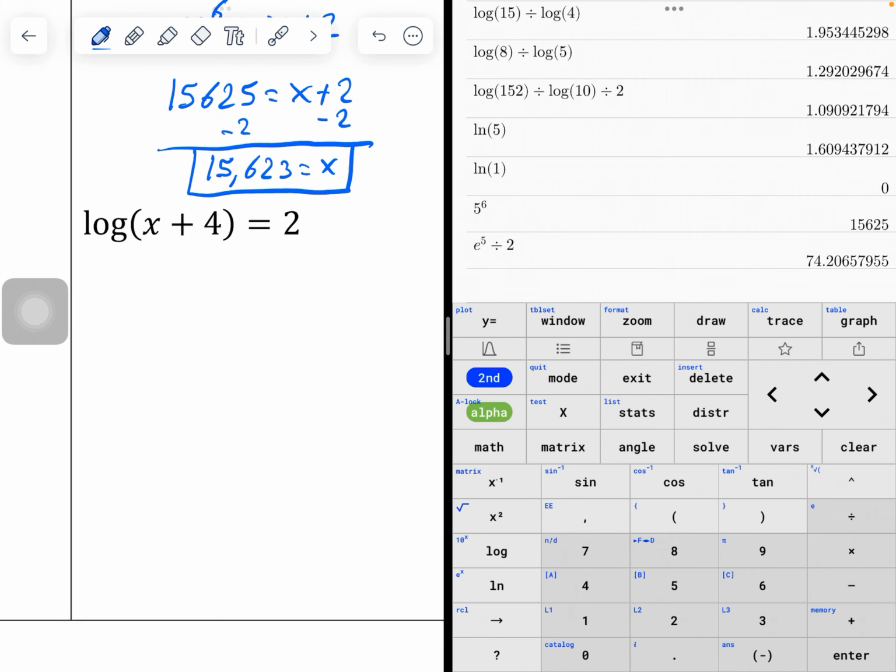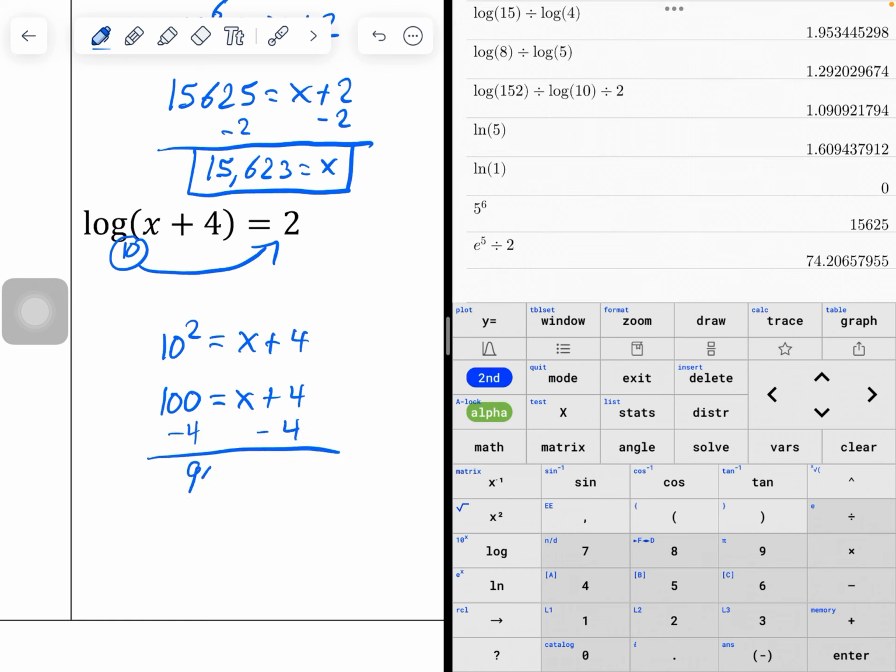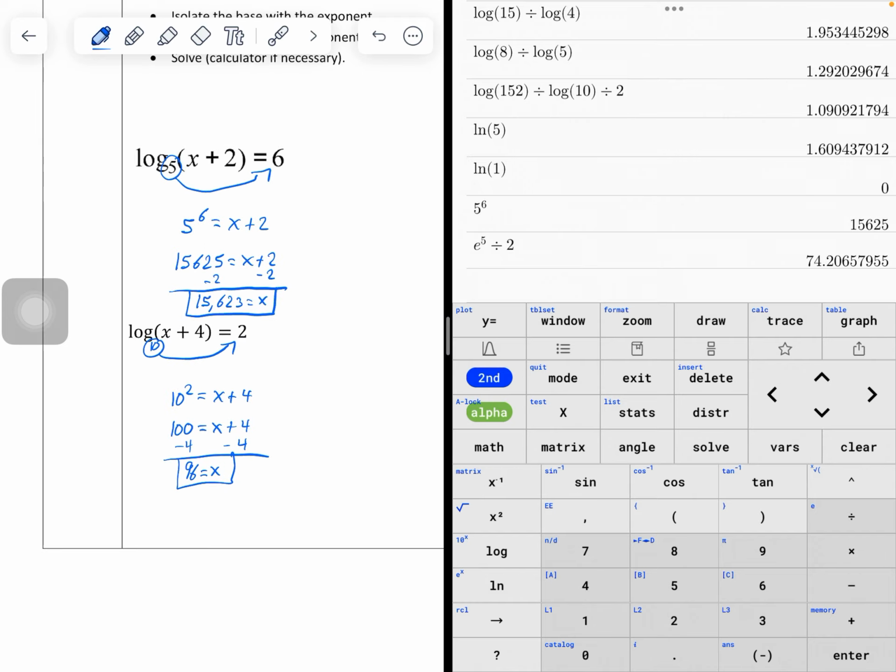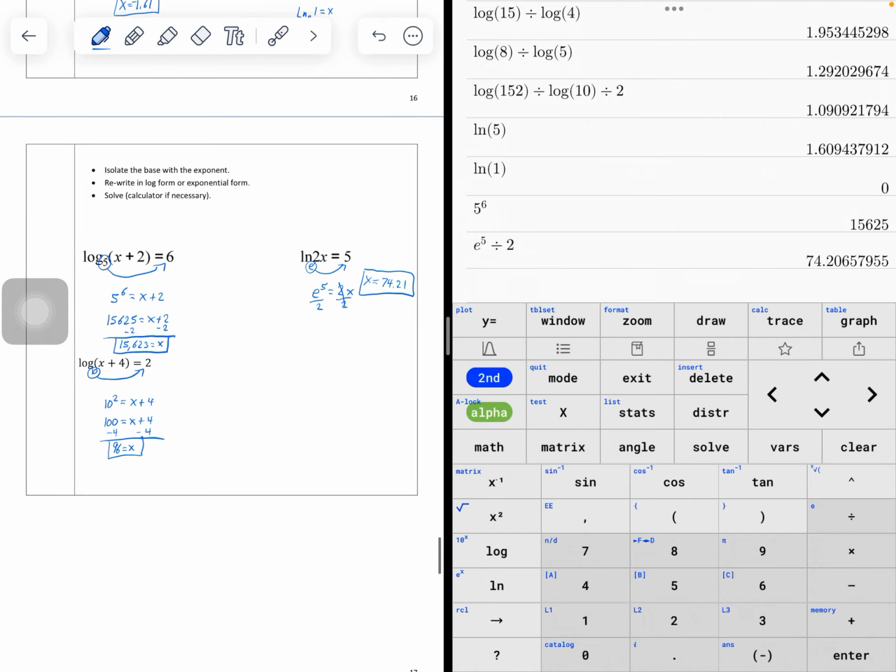Next one, we have log of x plus 4 equals 2. If we don't see a number and it's a regular log, assume it's the common log, so we can assume this is base 10. We're going to swing this over. 10 squared equals x plus 4. 10 squared is the same as 100. So then we can just subtract 4. We get 96 equals x. And that was the last one.